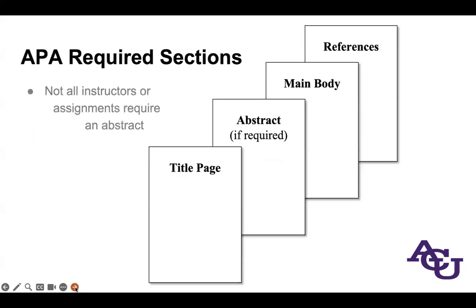So APA has required sections. They do require a title page. Sometimes as you advance on, you may be required to write an abstract, which is a short summary of the whole paper, but not all instructors or assignments require an abstract. So that's why we have the parenthetical qualification there. You'll have a main body of your paper, and then you'll have a references page at the end, which is separate with references at the top.